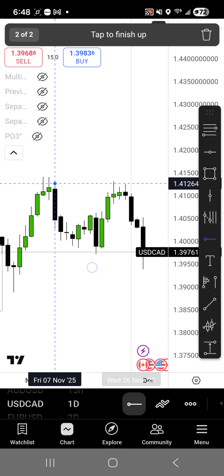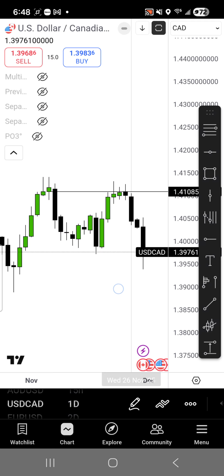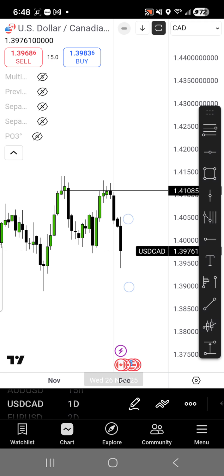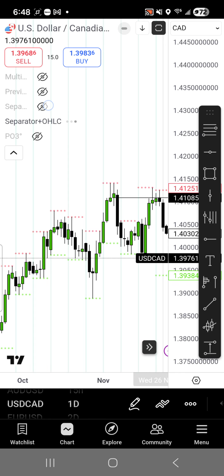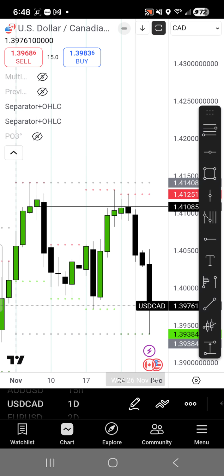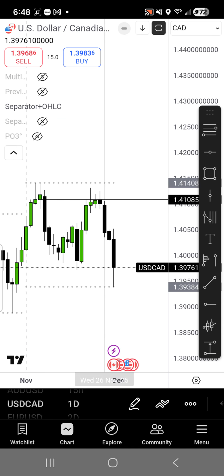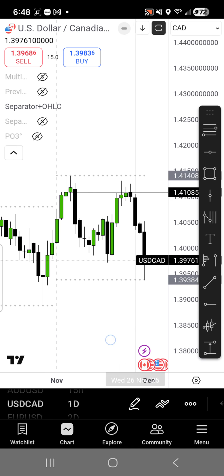But look where we are at. We are at a critical level. We are at a level here. Now let's put out our period separators so we can understand exactly where we are at. So let's go with monthly levels. This is the monthly high and low. We are at the high of the month.